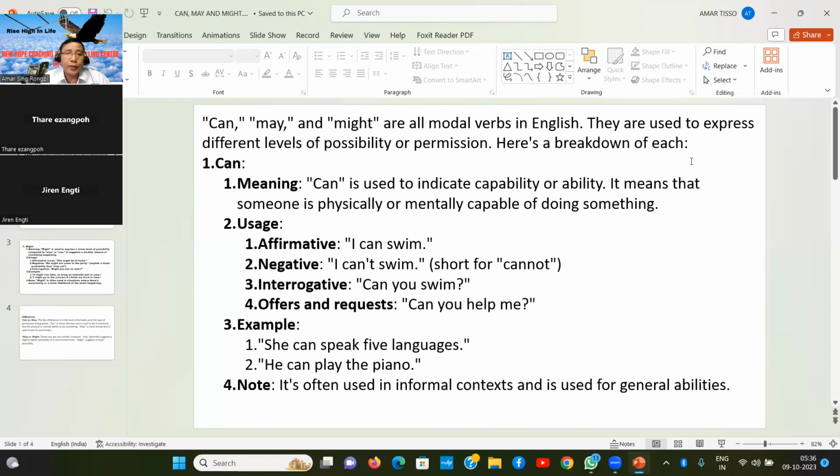So there you can see example 3. She can speak 5 languages. She can speak 5 languages. He can play the piano. So it's often used in informal context and is used for general abilities.